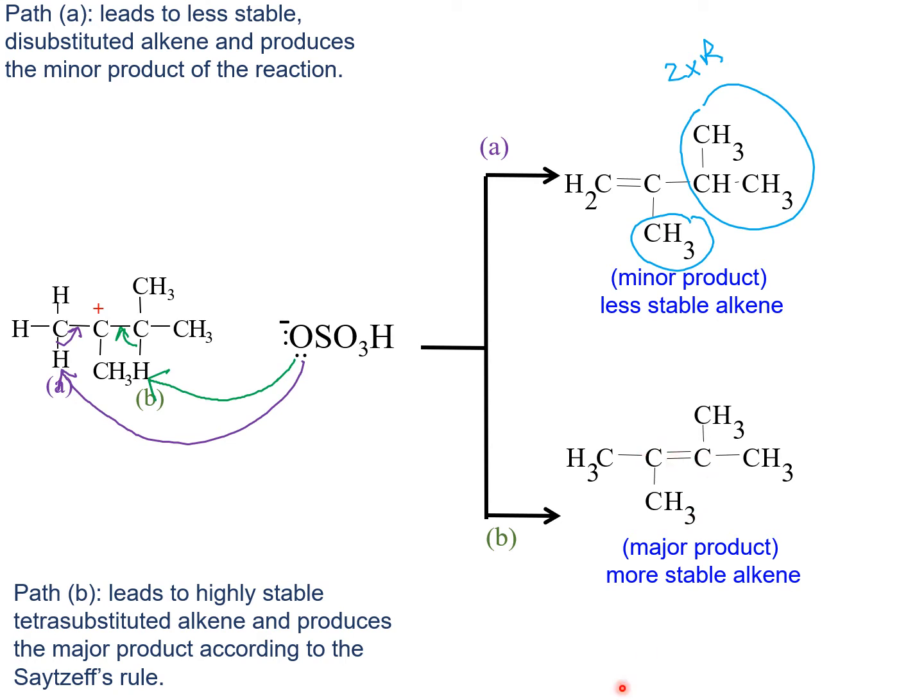If you look at this carbon-carbon double bond, it has 1, 2, 3, 4. It has 4 alkyl groups surrounding this carbon-carbon double bond. If you choose this path B, it will lead to the highly stable tetra substituted alkene. Tetra means 4 times substituted alkene, and it produces the major product according to Saytzeff's rule. Because Saytzeff's rule says the major product is the more stable alkene, which is the highly substituted alkene.